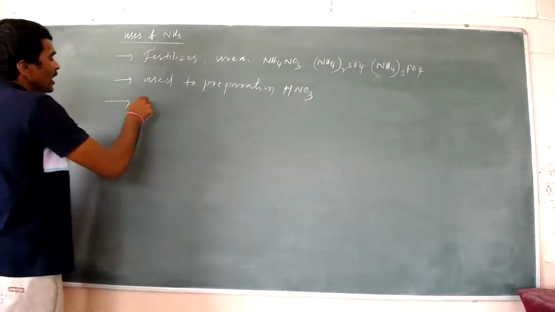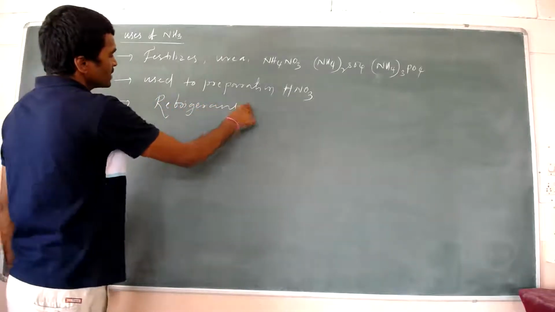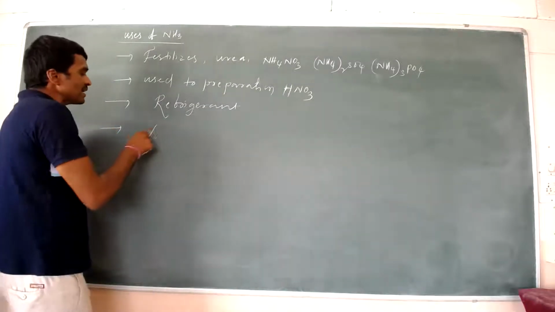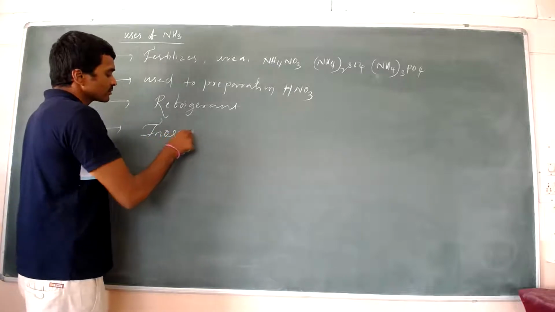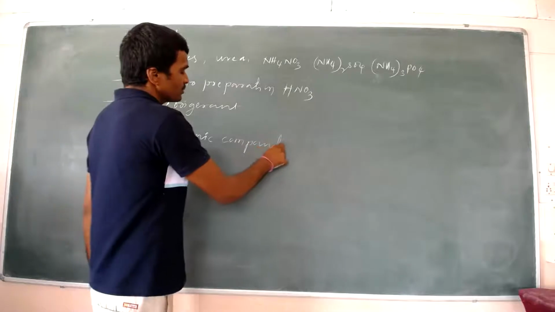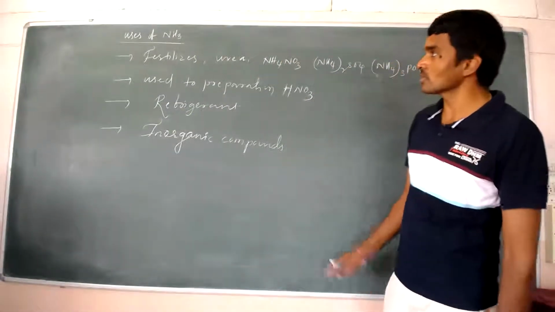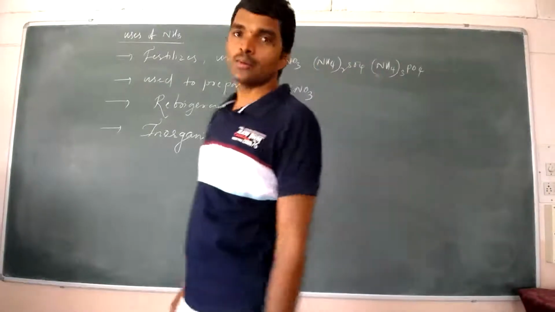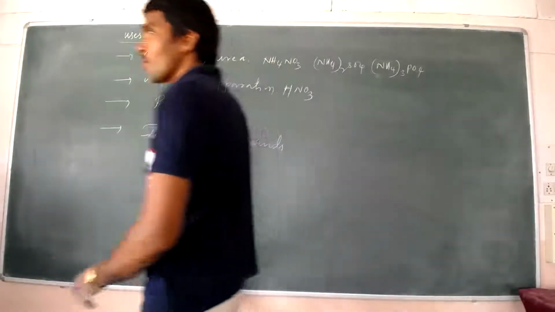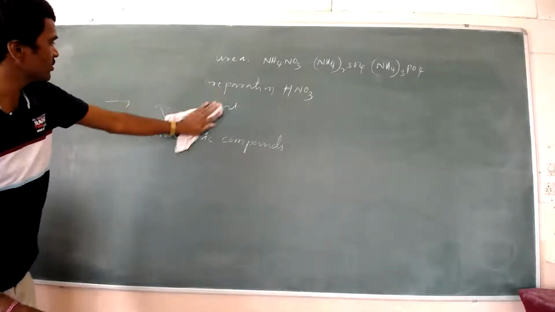And ammonia also acts as a refrigerant. Ammonia is also used for the preparation of many inorganic compounds. Many inorganic compounds we can also prepare using ammonia. And next you see here, oxides of nitrogen we are going to discuss now.